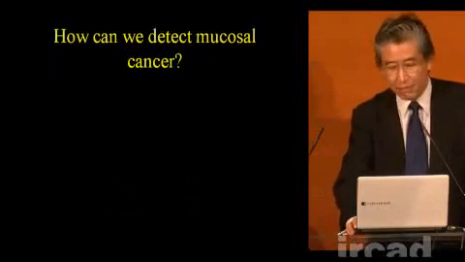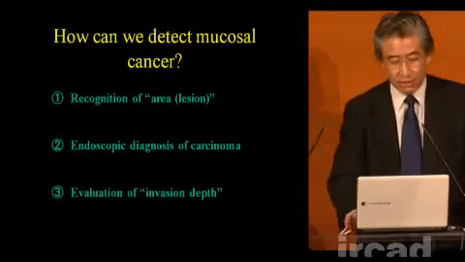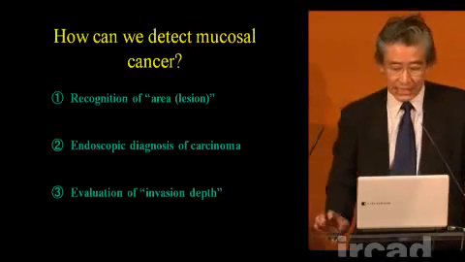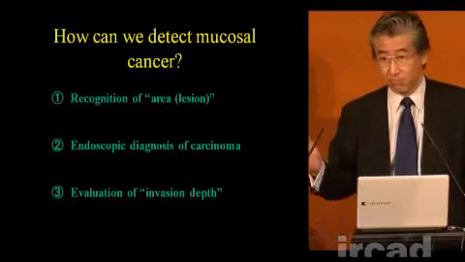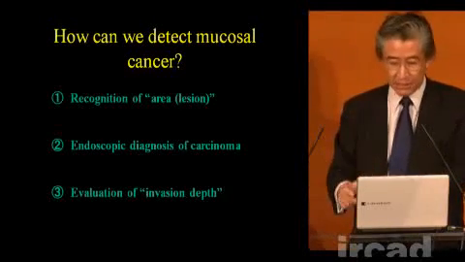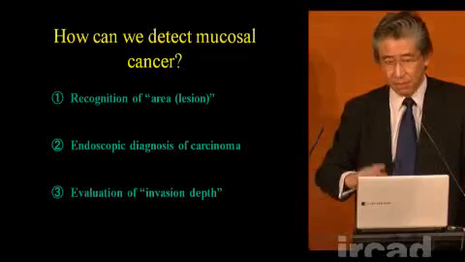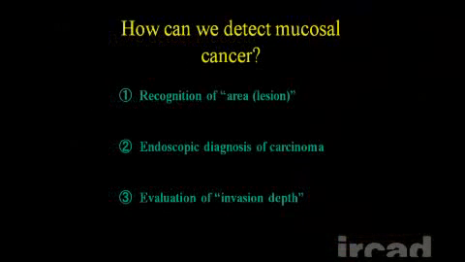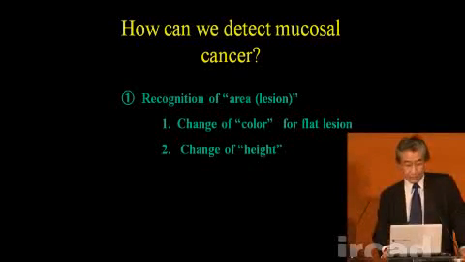So anyway, how can we detect mucosal cancer in the stomach and the esophagus? First is the identification of the region by the color change or region elevated or slightly depressed. And then the next step is the endoscopic diagnosis of carcinoma, malignancy evaluation. And then finally, the evaluation of infiltration depth. So like that. First thing is that the recognition of the region is a key point to evaluate.